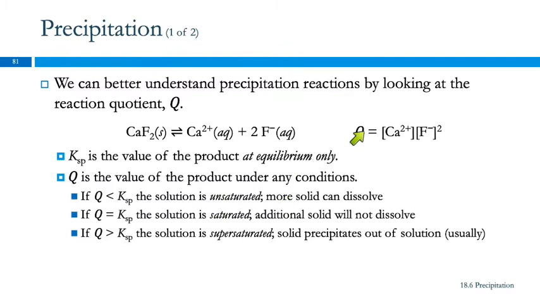So if Q is less, that means that the calcium ion concentration and/or the fluoride ion concentration are less than what they are in a saturated solution. When Q equals KSP, we're at equilibrium. The solution is saturated. And if Q is greater than KSP, the solution is supersaturated and the solid will precipitate out of solution, usually.